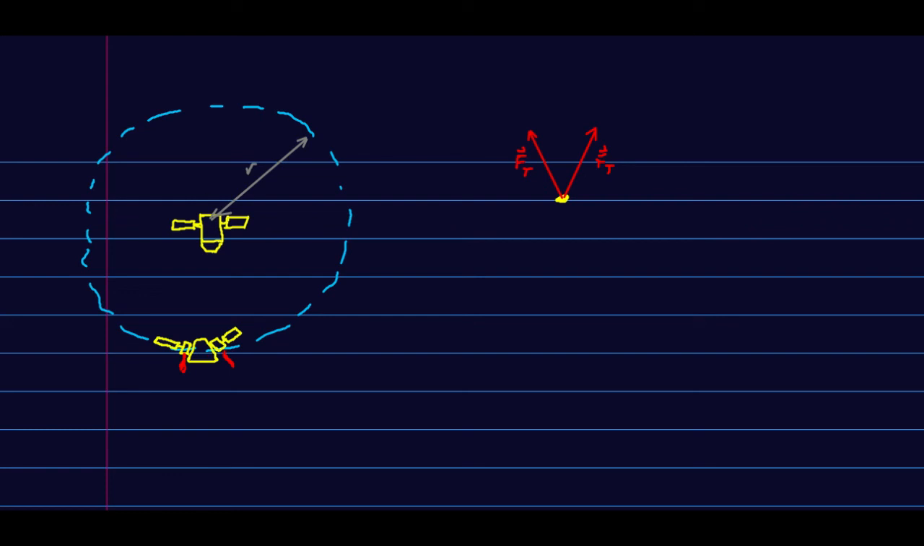And the thing is that as long as I keep the nose pointed into the center, these two thrust forces add up to a force that points directly to the center. And hence, if I balance the speed and the distance correctly, this can go around in a circle.